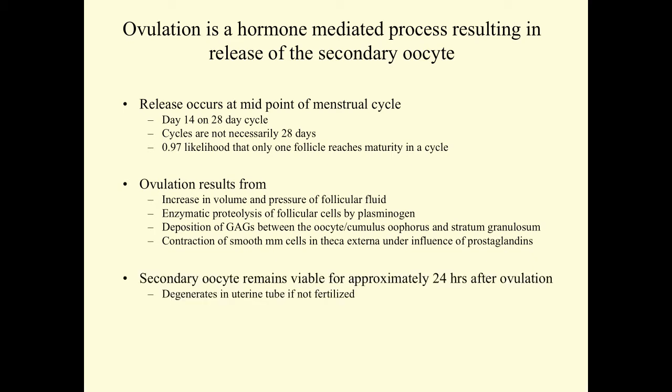A secondary oocyte remains viable for about 24 hours after ovulation. It will degenerate in the uterine tube if it is not fertilized. Once ovulation occurs, a corpus luteum will form. The corpus luteum, as you'll come to appreciate, is a temporary structure that will eventually involute as a corpus albicans.